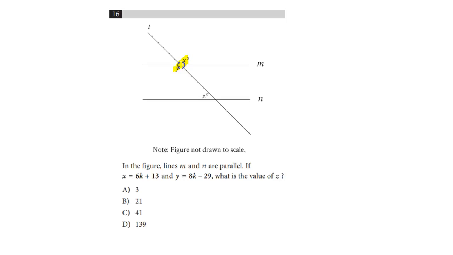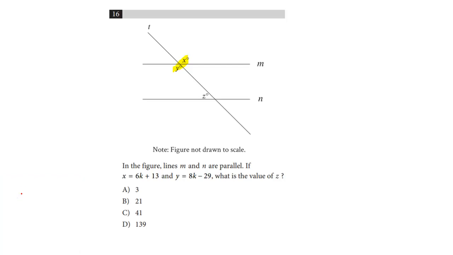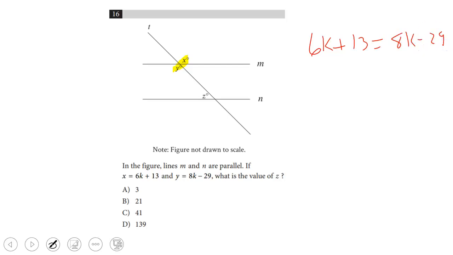But X and Y are vertical angles, so the fact that they're parallel really right now doesn't mean much, because vertical angles are going to be congruent regardless of whether they're parallel or not. So I can set up this equation, 6k plus 13 equals 8k minus 29. Now I'll just go and solve that on Desmos, but just show you by hand.